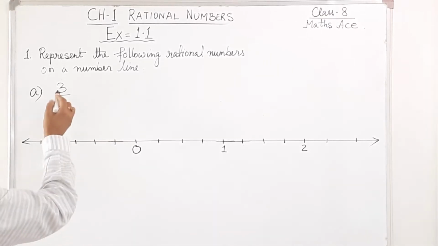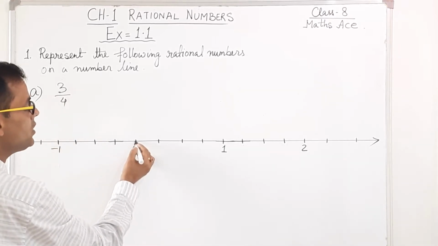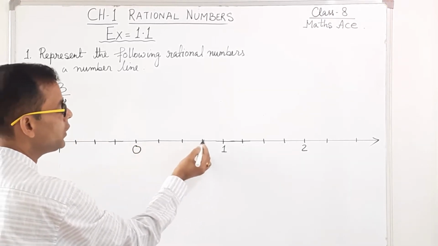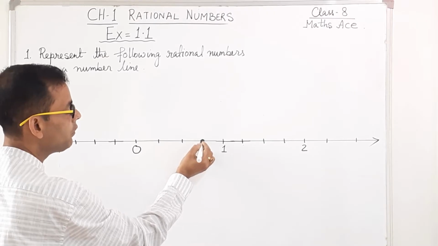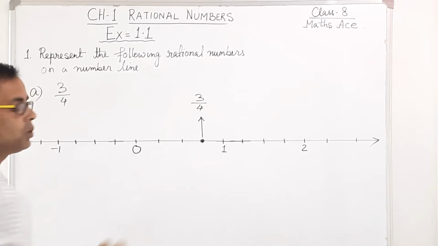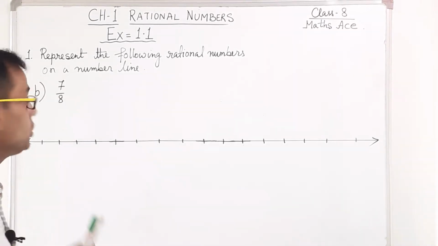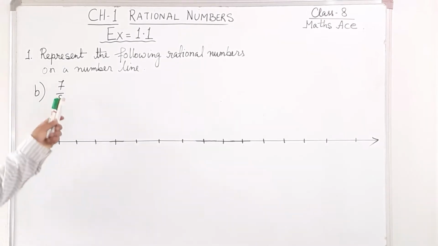Now 3 out of 4. So 3 from 0, 1, 2, 3. So this is the point. We will put one arrow mark and write here 3 by 4. Clear? Question number 1A done.